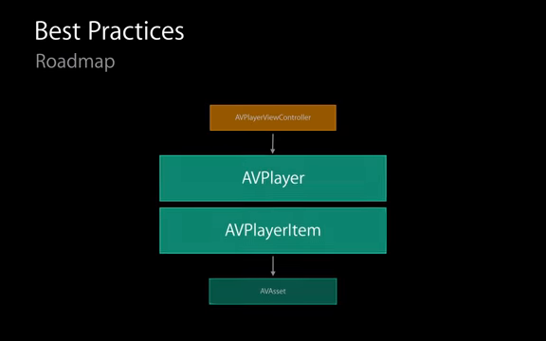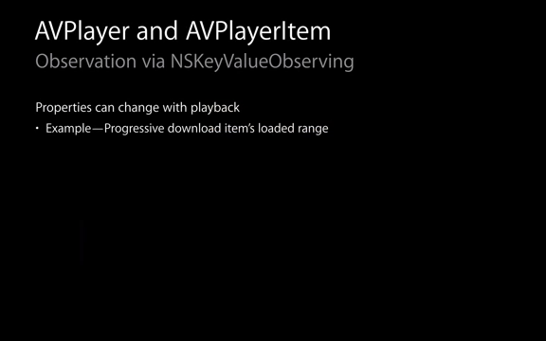Now let's look at AV Player and Player Item. As I mentioned earlier, with AV Player and Player Item, the underlying playback engine drives the machinery necessary so that your user sees video frames on time.